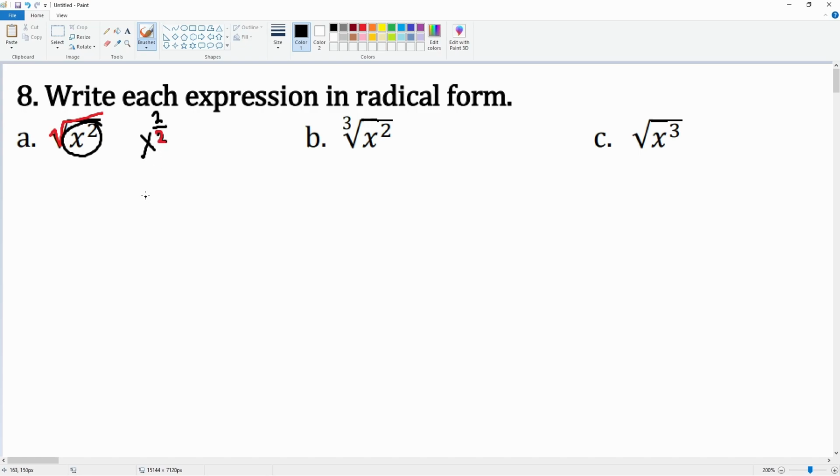We know 2 over 2 just becomes 1, and we don't ever write that 1. So this can just be simplified to just x.